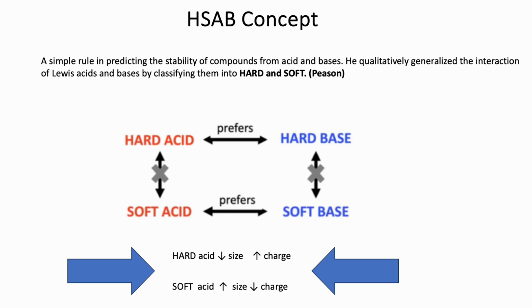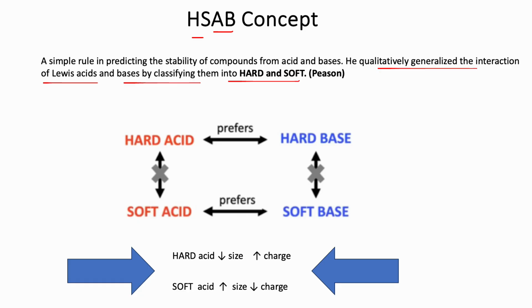First off, the concept of hard and soft acids and bases. A simple rule in predicting the stability of compounds from acids and bases. It was actually a person who qualitatively generalized the interaction of Lewis acids and bases by classifying them into hard and soft categories.